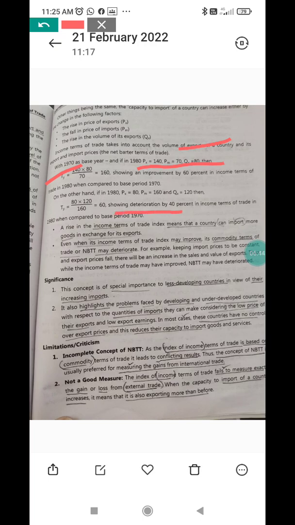So there is a deterioration by 40% in income terms of trade in 1980, when compared to base year period 1970.